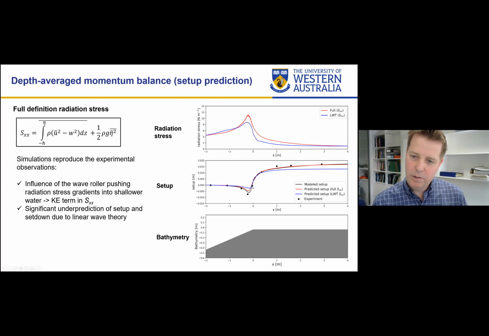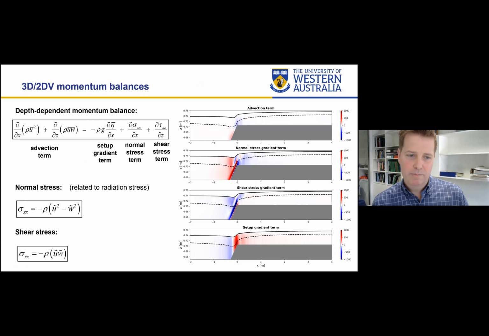So we're capturing that, and we're capturing how if we directly include all of the parts of the radiation stress, we can reproduce a setup profile similar to what I showed with the experimental observations. If we just use linear wave theory, we can't; we underpredict setup. So we're starting to look at all this, and it's really exciting that we can use this now to have all of the information we need to look at some of these surf zone processes. Skip over this. This is looking at some of the vertical parts of the momentum balances, which I won't talk about.